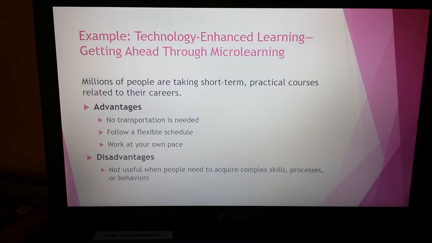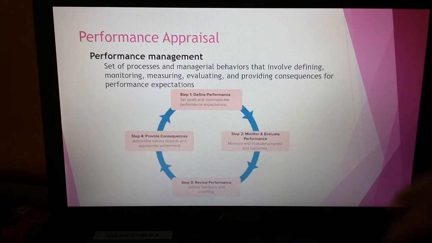Okay, so micro learning: millions of people are taking short-term practical courses related to their careers, for example, maybe a sales course, public speaking course, that kind of thing. And you would take it, as I said, online, or you take it right there on site. And it has its advantages and disadvantages. It's certainly easier, this whole idea of e-learning. It also might be difficult if the task is more complex and you need to actually be working one-on-one with someone.